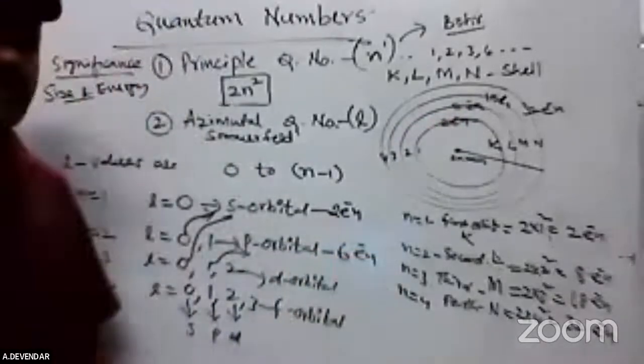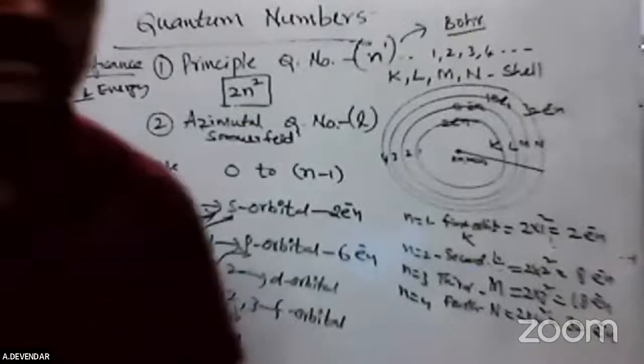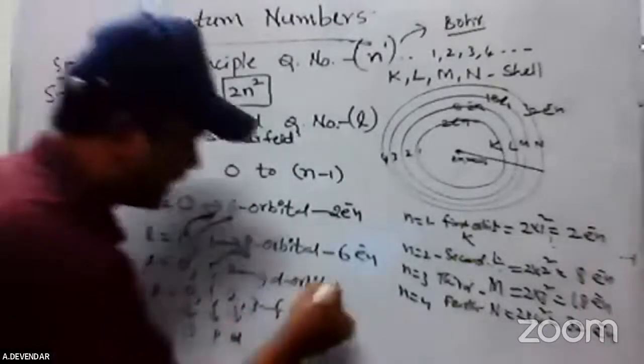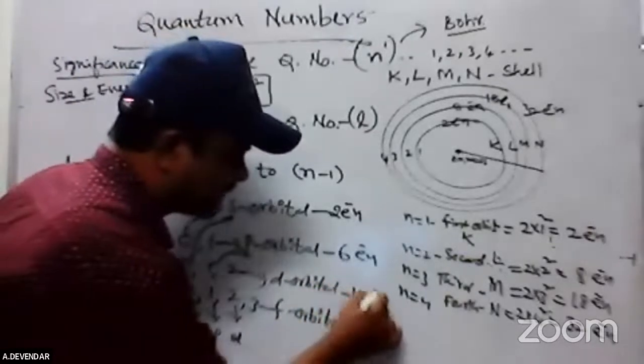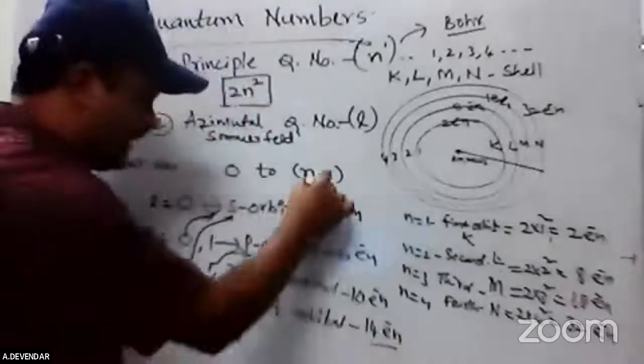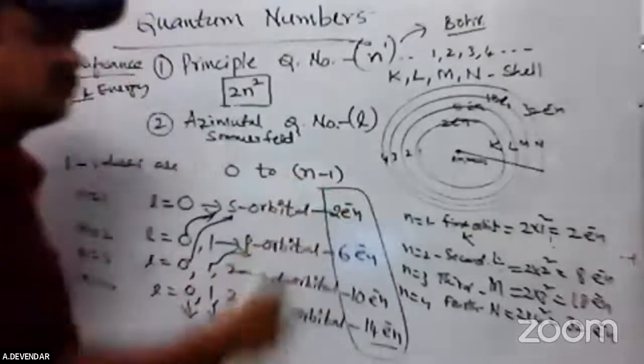This is also very important. S orbital can accommodate 2 electrons maximum. P orbital can accommodate 6 electrons. D orbital can accommodate a maximum of 10 electrons. F orbital can accommodate a maximum of 14 electrons. Please, friends, you can remember this in the azimuthal quantum number.